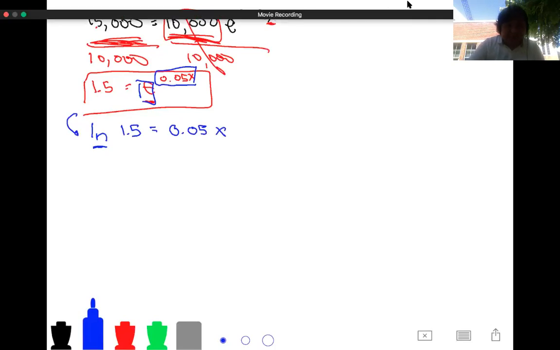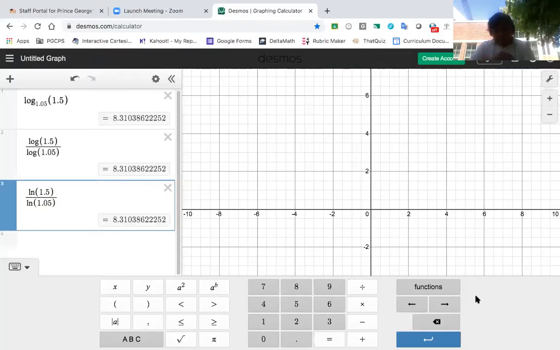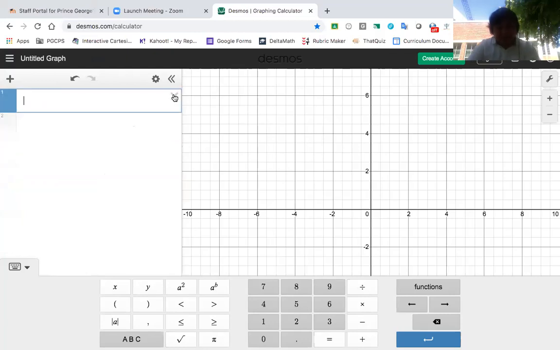We can use the calculator, of course, to solve for ln of 1.5. Let's switch to decimals, our trusty calculator here. Let's clear this up. What we're solving for is ln of 1.5. The answer is 0.405. We'll just go with 0.41.